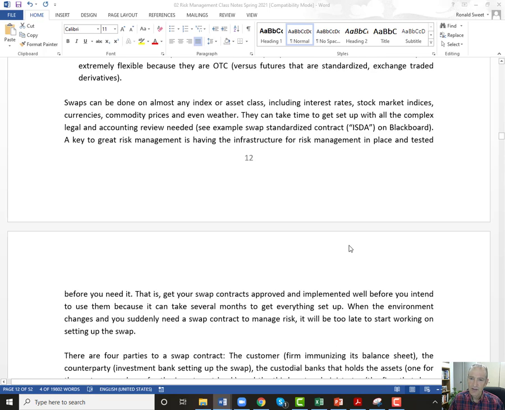These are complicated. So when I was doing a swap contract for a pension plan, I had to sign the contract for USA. USA had to sign the contract. My custodial bank for the pension plan, they had to sign the contract. The investment bank I was doing the contract with, they had to sign the contract, and their custodial bank had to sign the contract. So four parties had to sign this contract. You saw how complex that contract was.